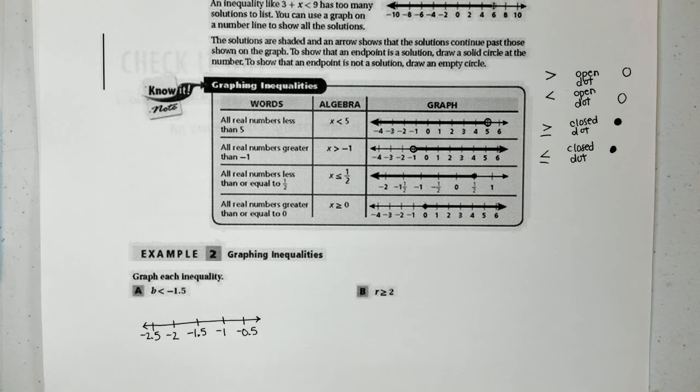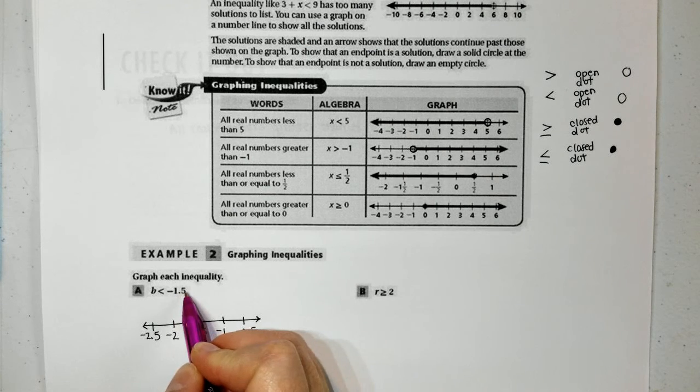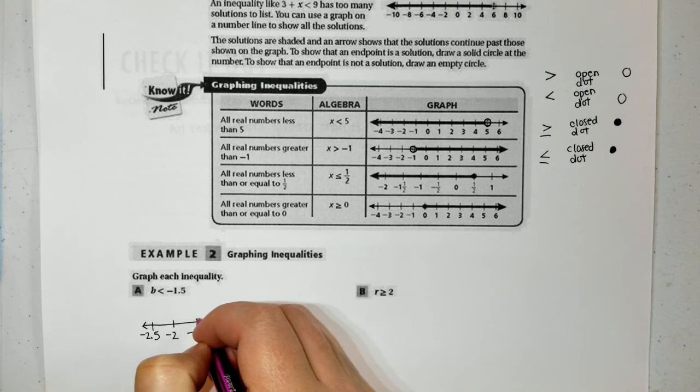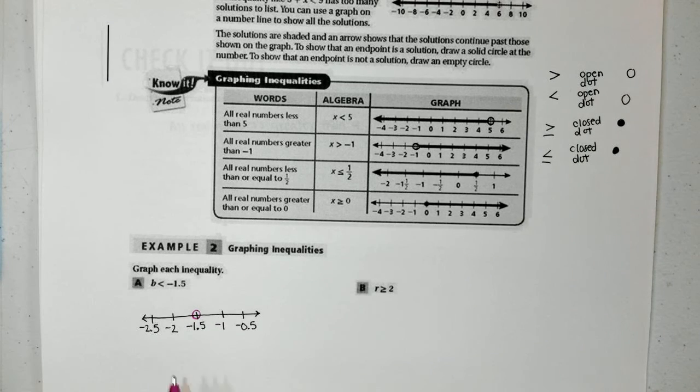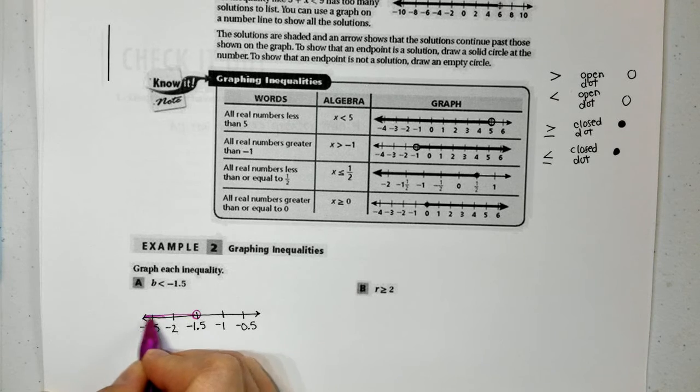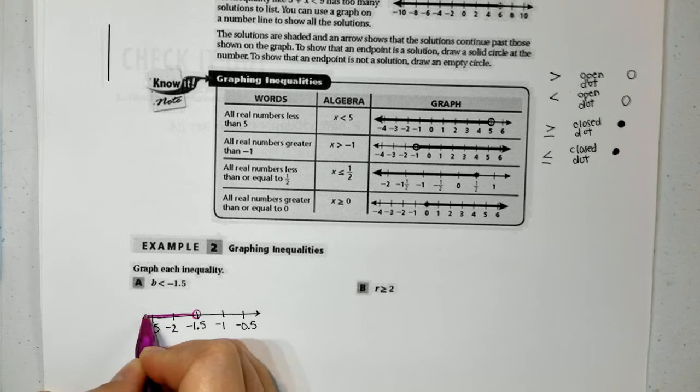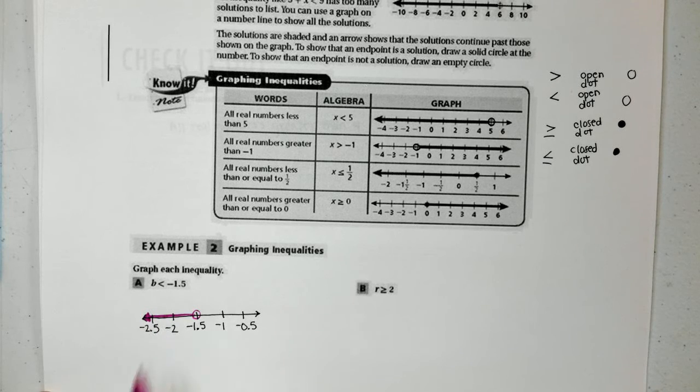So here I'm at -0.5, so I'm going to have an open dot at -0.5. B is less than, so since B is less than, I shade to the left. So any number smaller than. So I shade to the left, and then I draw my arrow to show that it keeps on going to the left. So that is what your graph would look like.